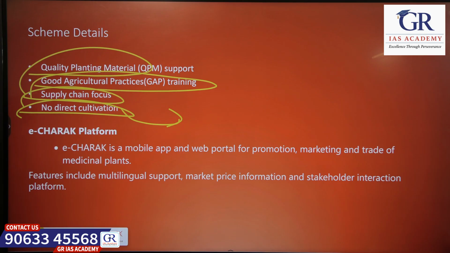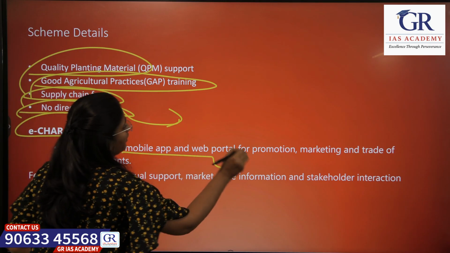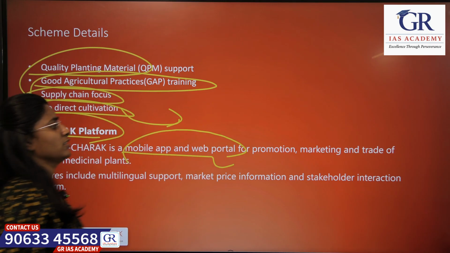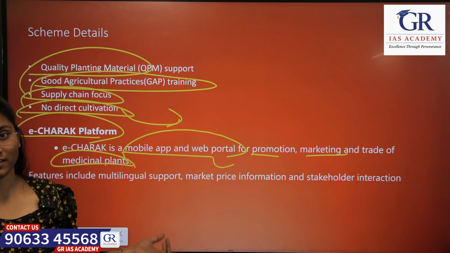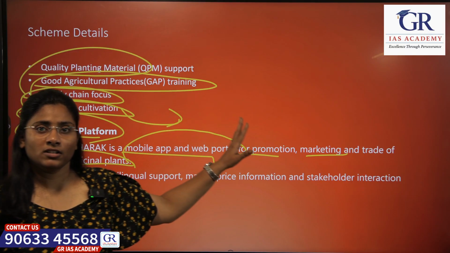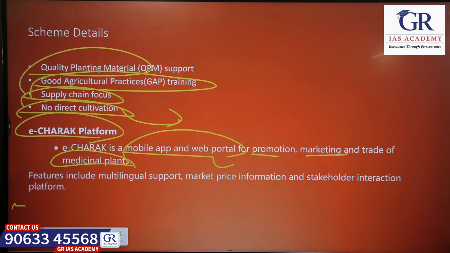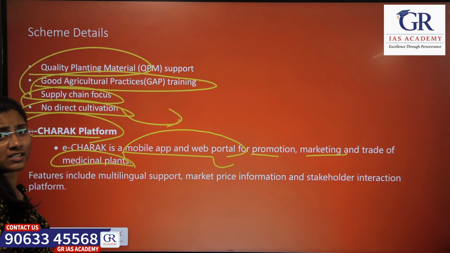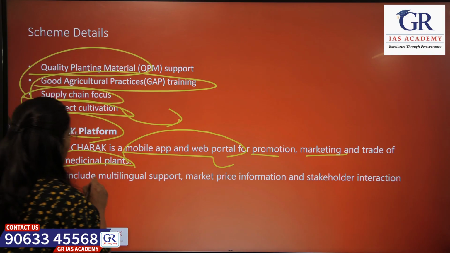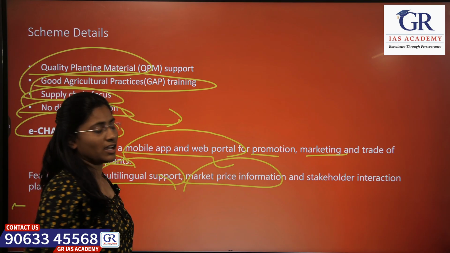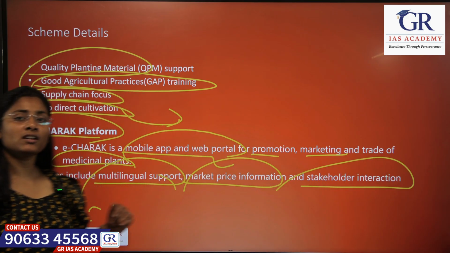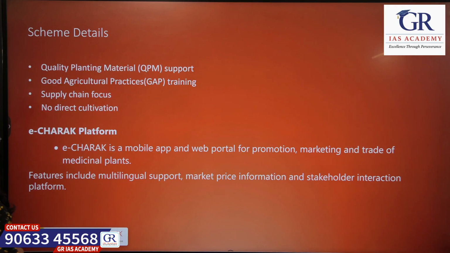Which platform are they providing? eCharak. So what is it? It is a mobile app and a web portal for promotion, marketing and trade of medicinal plants, but their primary focus is on Gugul and aloe vera. What kind of support is present in this platform? They will provide multilingual support, market price information and interaction between the stakeholders, nothing but buyers and sellers.